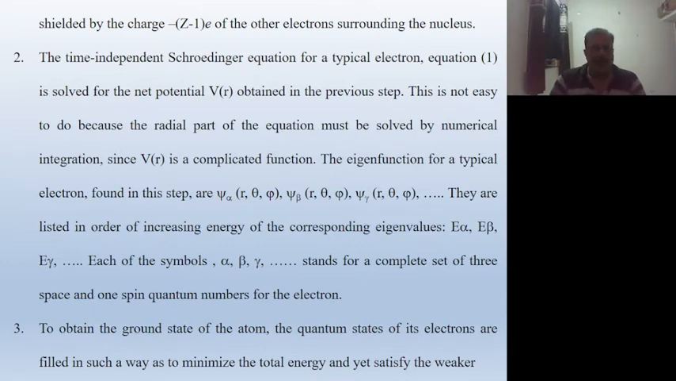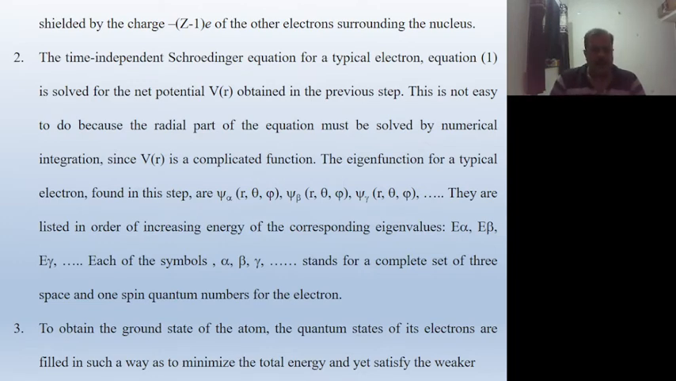They are listed in order of increasing energy of the corresponding eigenvalues E alpha, E beta, E gamma and so on. Each of the symbols alpha, beta, gamma and so on stands for a complete set of 3 space and 1 spin quantum numbers for the electron.